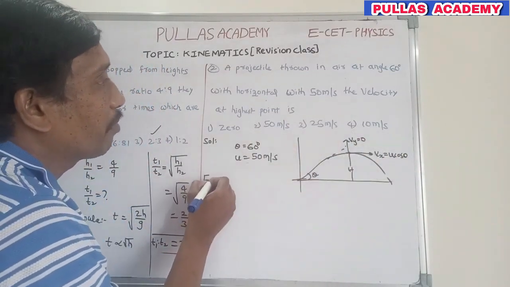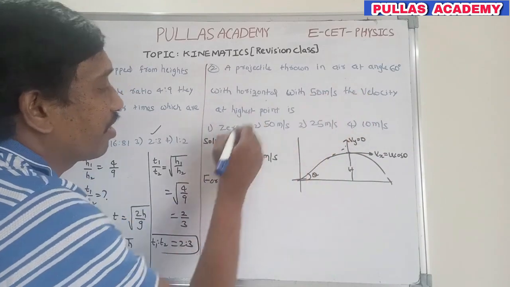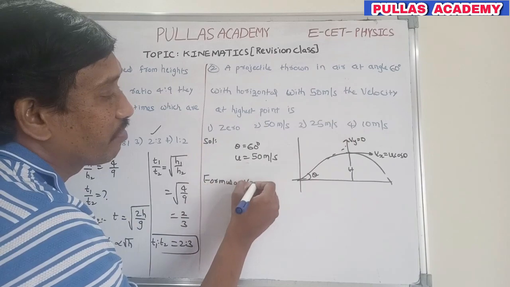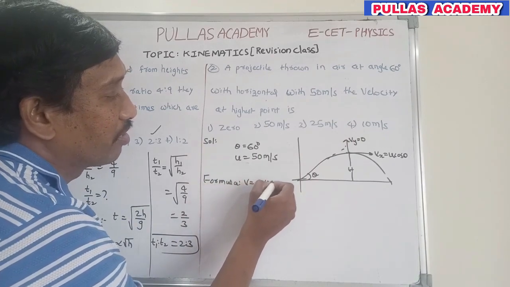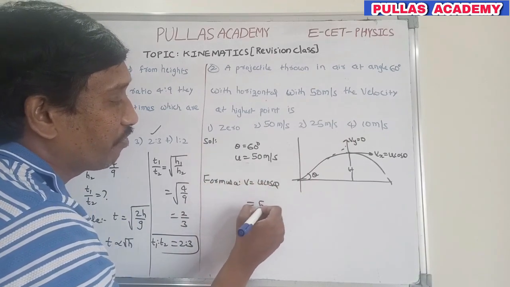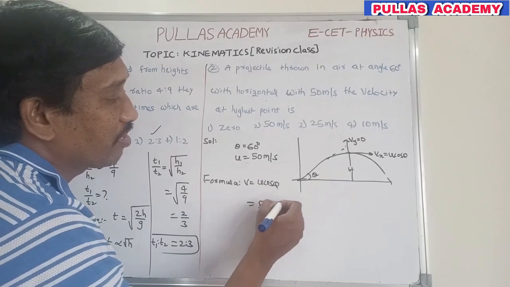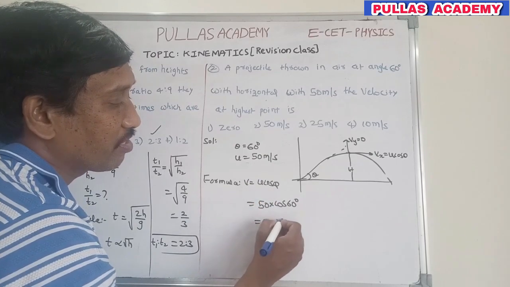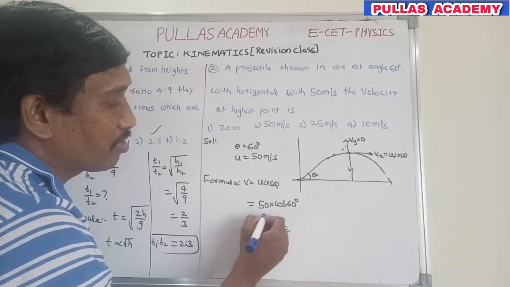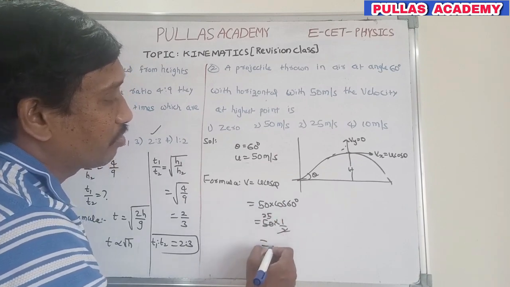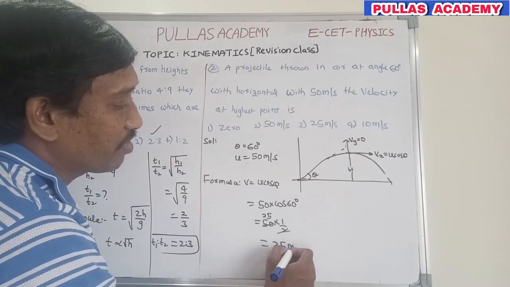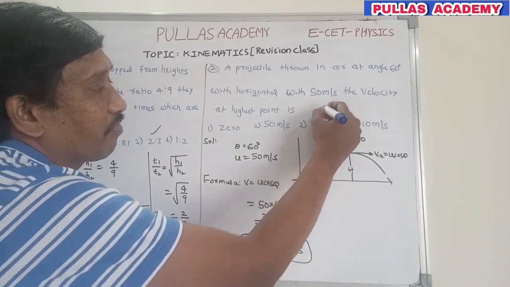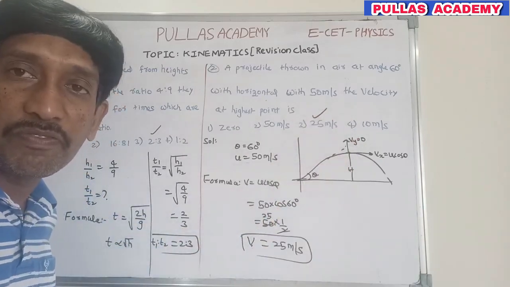So the total velocity is also u cos theta, because the vertical component is 0. What is the formula for velocity? Here they ask the velocity at the highest point, so the formula is v is equal to vx, and vx is equal to u cos theta. u is given, so 50 into cos 60 degrees. Cos 60 degrees is 1 by 2, so 50 into 1 by 2 is 25. So the answer is 25 meters per second. The velocity at the highest point is 25 meters per second. The third option is the correct answer.